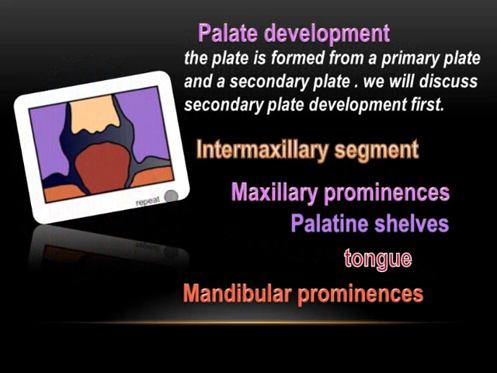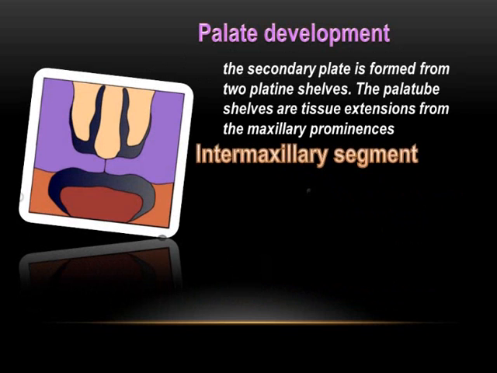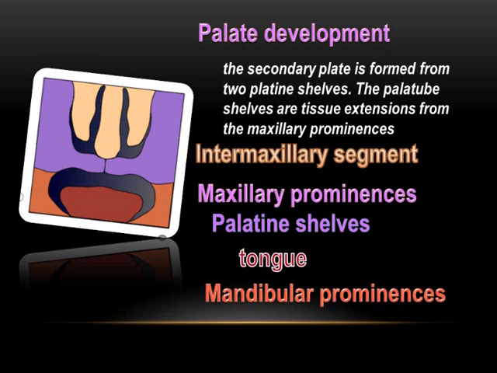The palate is formed from a primary palate and a secondary palate. We will discuss secondary palate development first. The intermaxillary segment, the maxillary prominences, palatine shelves, tongue, and mandibular prominences. The secondary palate is formed from two palatine shelves. The palatine shelves are tissue extensions from the maxillary prominences.